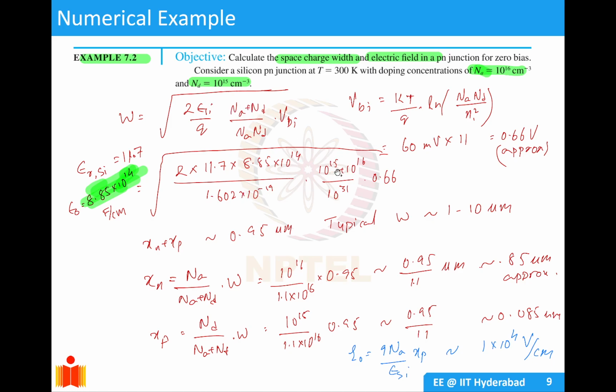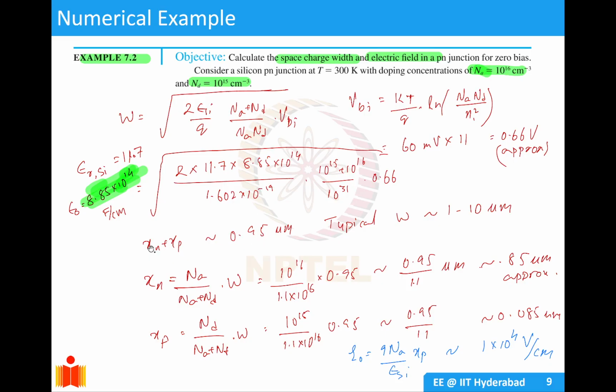Your NA plus ND upon NA ND, that is 10 power 15 plus 10 power 16 by 10 power 31, into 0.66. This comes to approximately 0.95 microns. So typically your W will come in the range of 1 to 10 microns. Here it's coming out to 0.95 microns, which is approximately 1 micron.